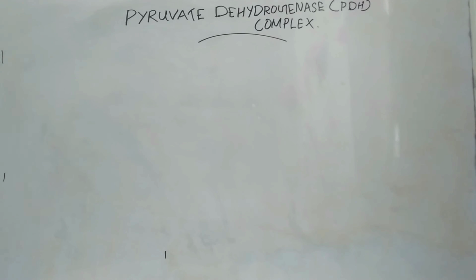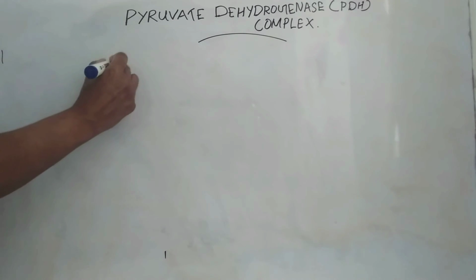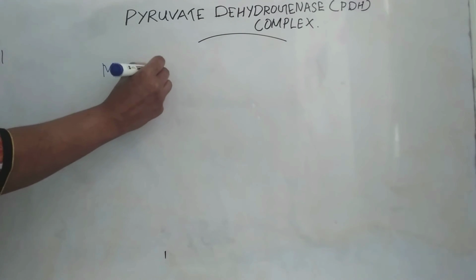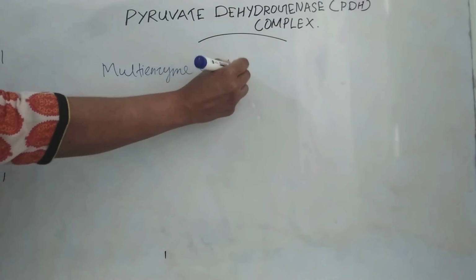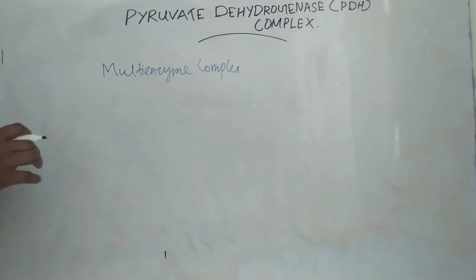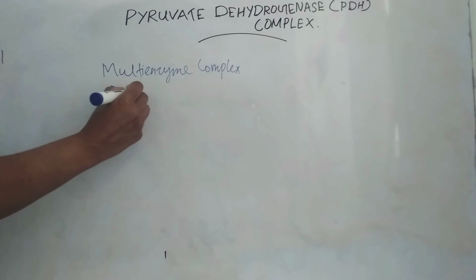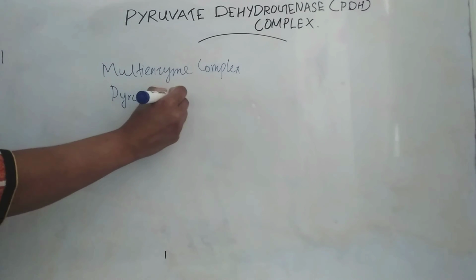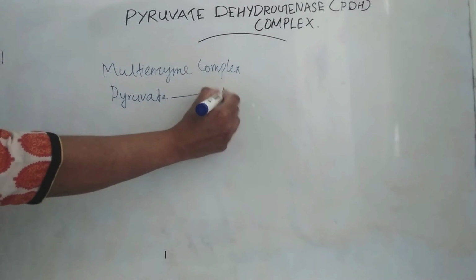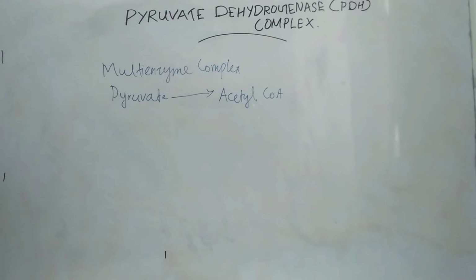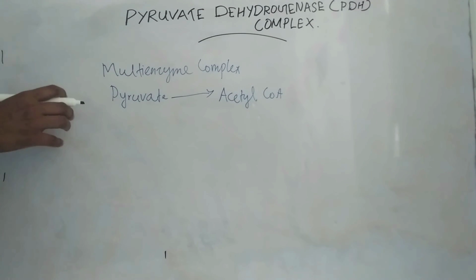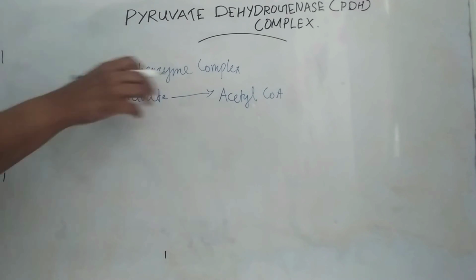Hello everyone. Today we will discuss the pyruvate dehydrogenase complex. It is a multi-enzyme complex, and it catalyzes the conversion of pyruvate to acetyl CoA. The overall reaction involves both oxidation and reduction.